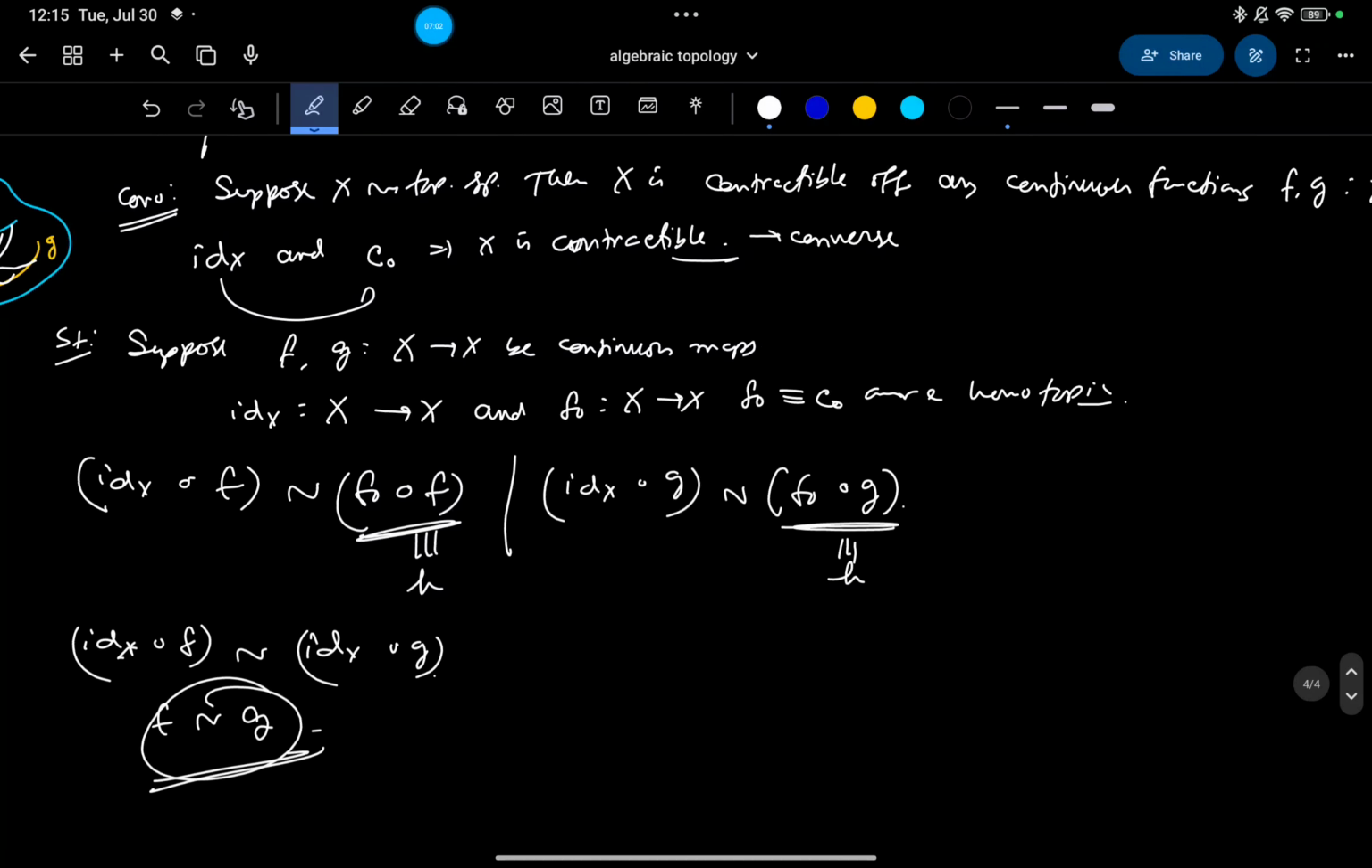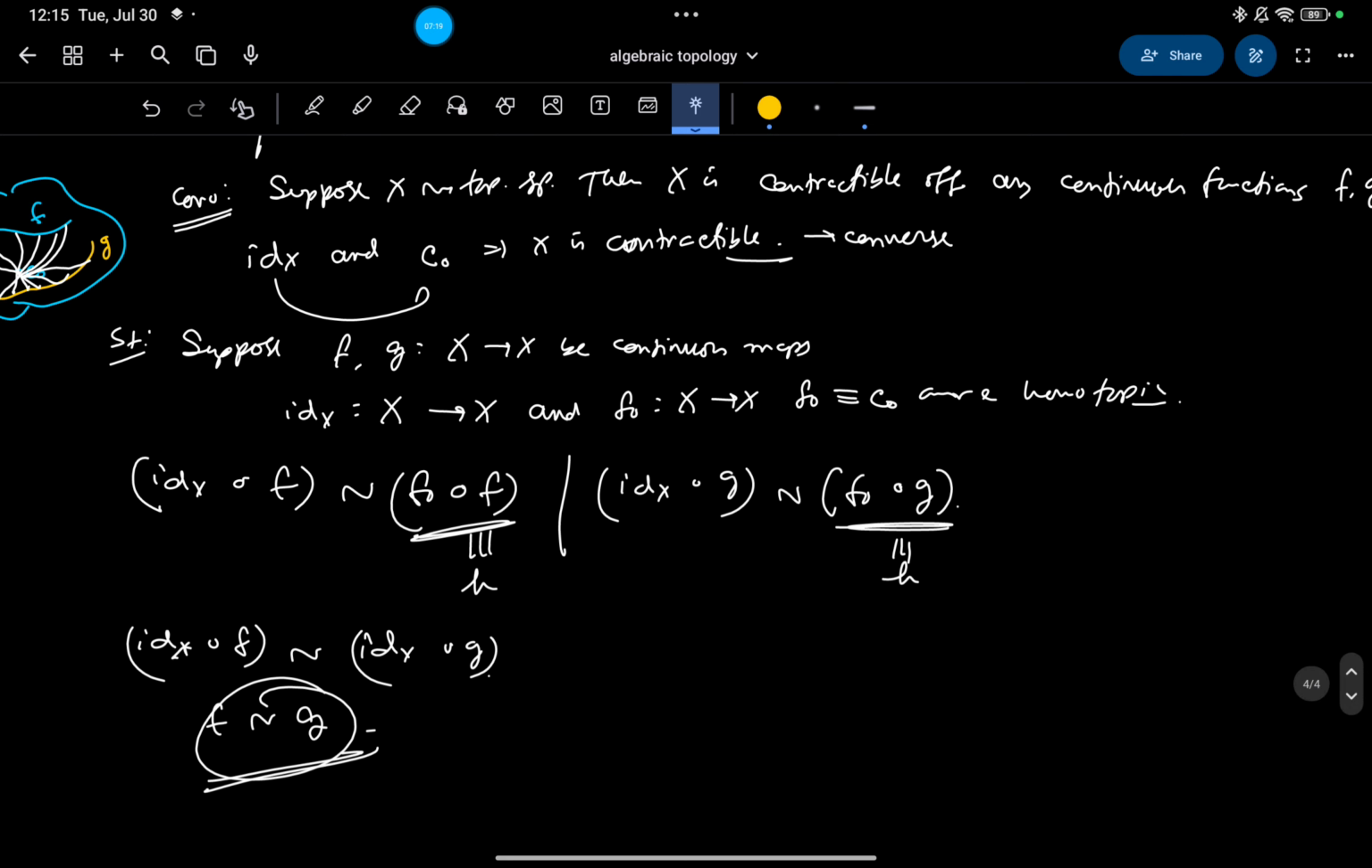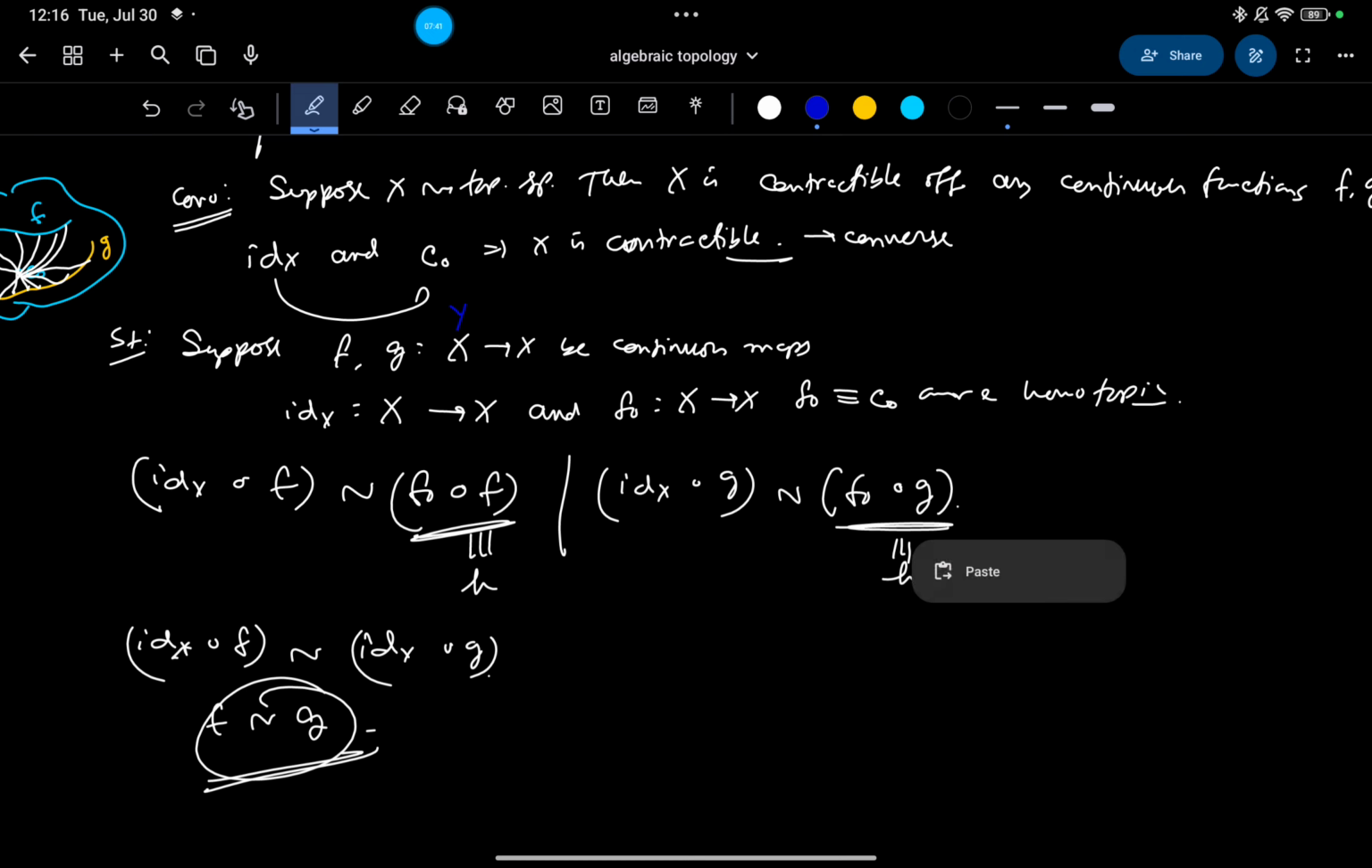So note that I have mentioned here f and g from capital X to capital X. What if I change the topological space to Y? Means if I take any continuous functions from Y to X, then will this property also be satisfied? The answer is yes. For any topological space Y, if f and g are continuous maps from Y to X, then X will be contractible if and only if f and g are homotopic to each other.